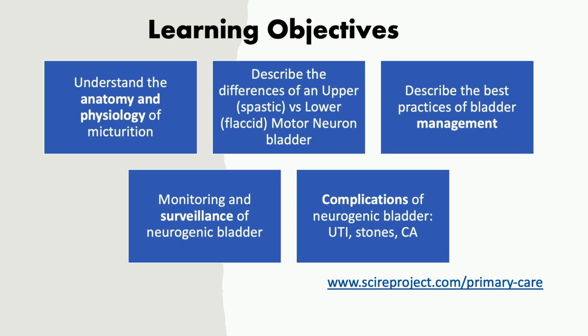So our learning objectives for this talk: we should understand the anatomy and physiology, which I'll review quickly, and then describe the differences between an upper motor neuron bladder and lower motor neuron bladder, stuff that we learned back in the days of medical school. Then describe the best practices for bladder management, understand the recommendations for screening, and then understand the complications of urinary tract infections, stones, and bladder cancer. I'll spend a lot more time on UTIs.